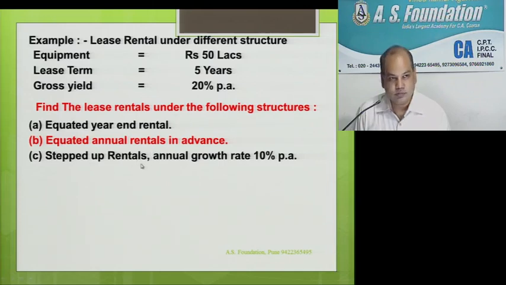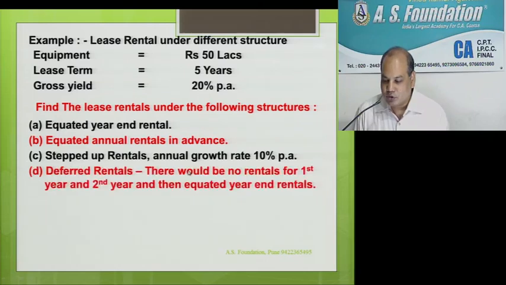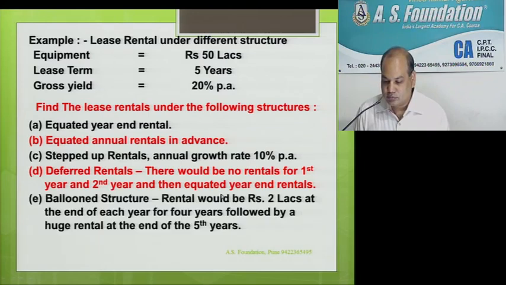Stepped up rental, annual growth rate 10% per annum. Lease rental will increase at the rate of 10% per annum. First year, if it is X, second year is 1.10x, like this. So you have to find out the lease rental of each year. Then deferred rental. Deferred rental means in this example there would be no rental for the first and second year, and then equated year-end rental. So third, fourth and fifth year lease rental will be same. So here you will take annuity factor of 3 to 5.